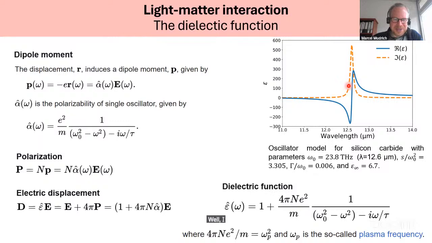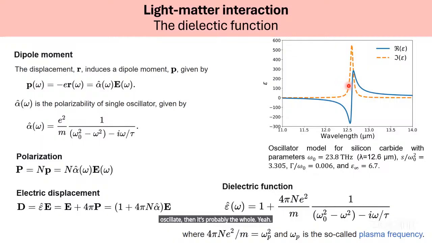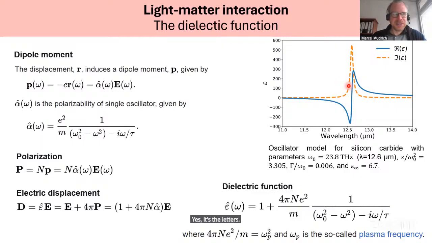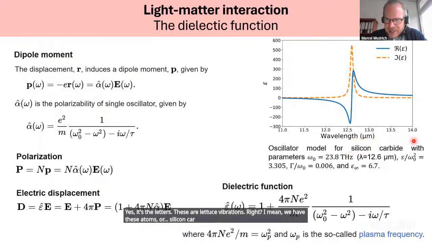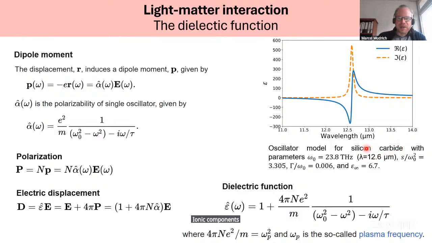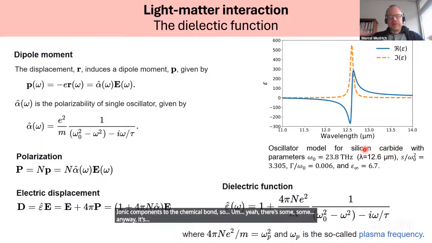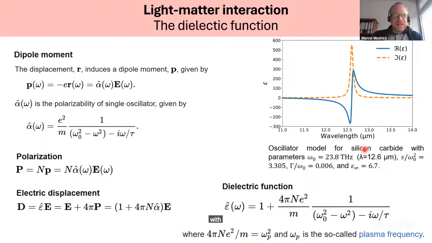Well, if it's not the electron that oscillates, then it's probably the whole atoms, ions. Yes, it's the lattice vibrations, right? Silicon carbide might not be very polar, but there's probably some ionic component to the chemical bond. It's the atoms that oscillate with respect to their lattice sites. This is also called phonons, right? Phonons are lattice vibrations in a crystal.